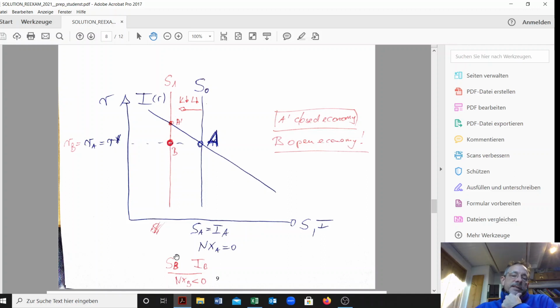Saving decreases from the level A to the level B, and the difference between saving and investment is net exports. The country has a trade balance deficit in situation B, so the trade balance is negative because we are investing more than we are saving.